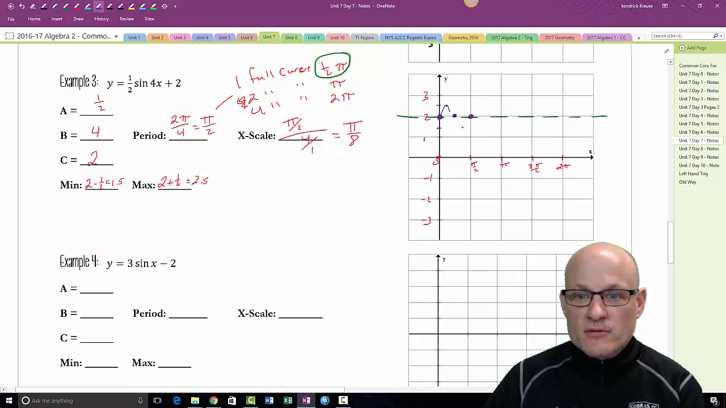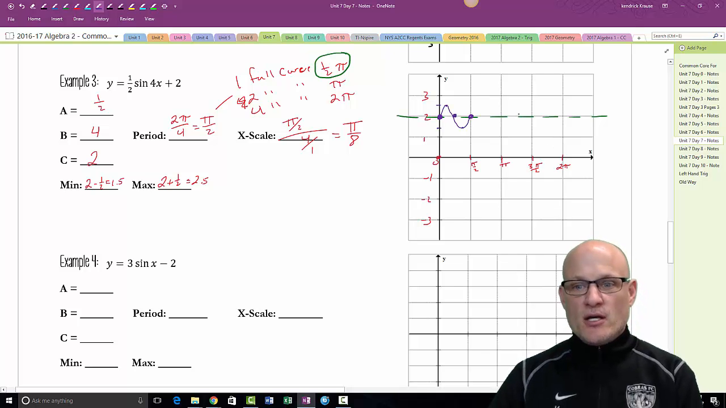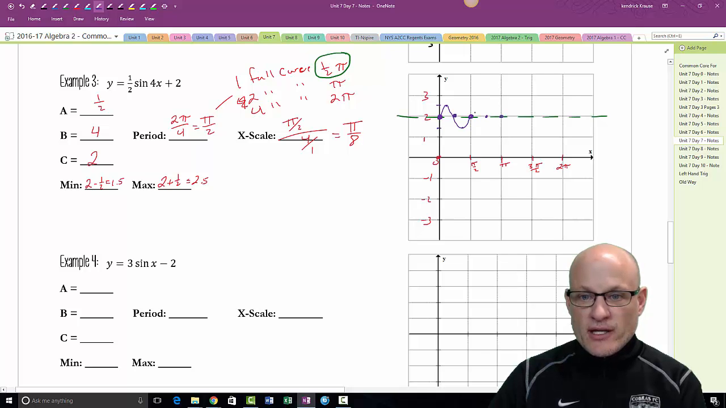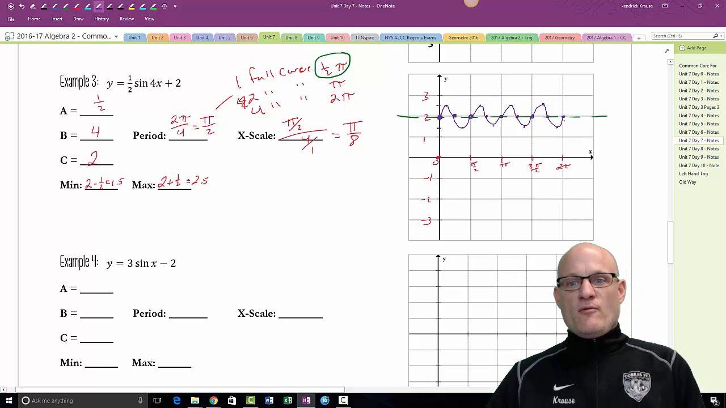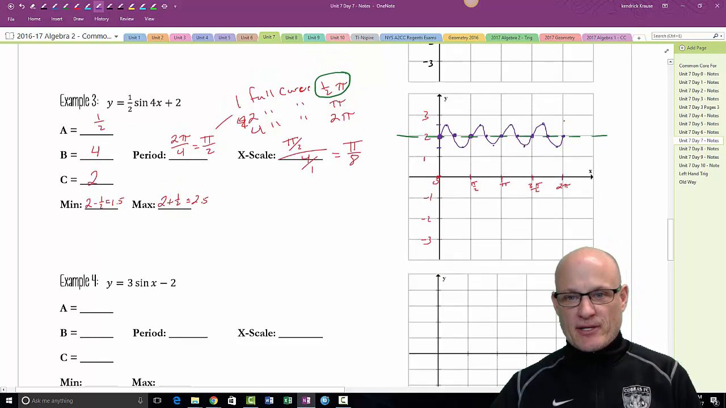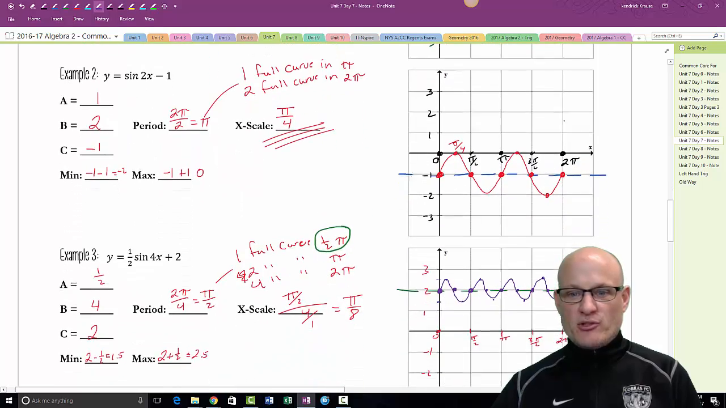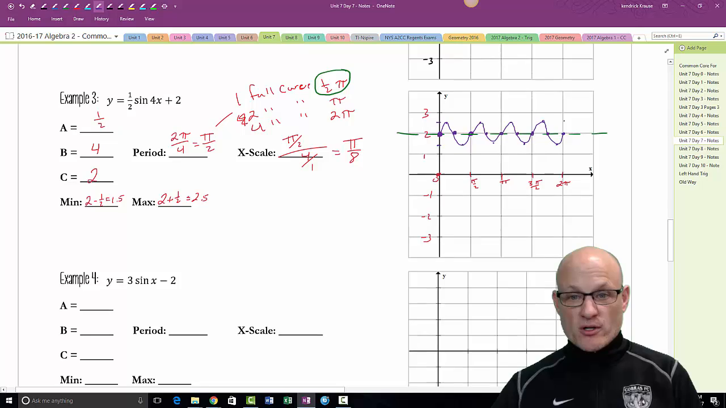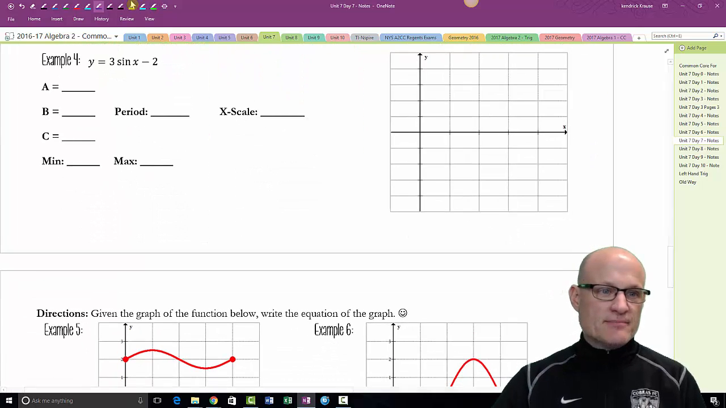One full curve in pi. That means I'm going to finish another full curve in the next one. It always freaks me out when it does that. Another full curve in the next one. And finally, we'll end with one more full curve over 2 pi. 4 full curves in 2 pi. Notice what's happening. Frequency 1, 1 curve. Frequency 2, 2 curves. Frequency 4, 4 curves. Man, crazy.